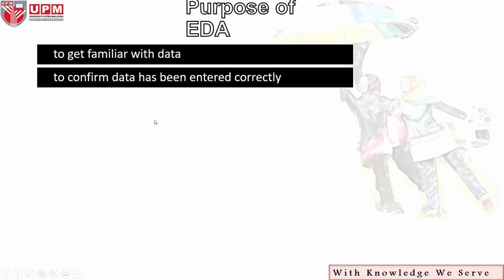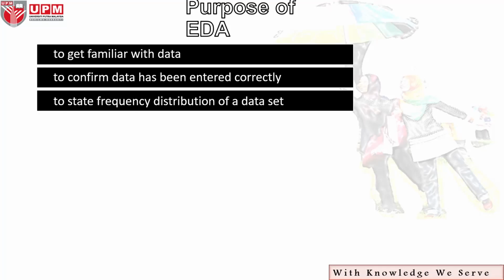Okay, so the purpose of EDA, first, is to get familiar with your data. Meaning we are familiar with our scaling, and we are familiar with the way we use codes in our data set. We want to be familiar with our data first, and then to confirm the data has been entered correctly. This is to make sure that if we set our scale from 1 to 5, then all the marks keyed in are within the 1 to 5 range only. They do not go beyond that limit.